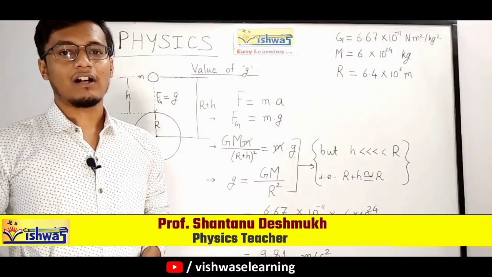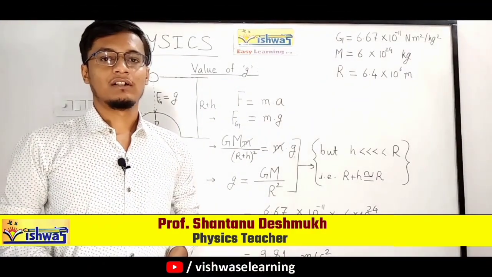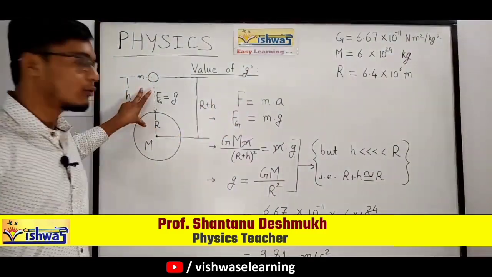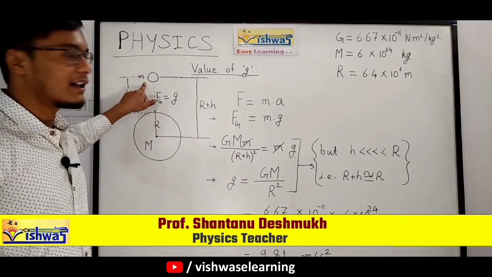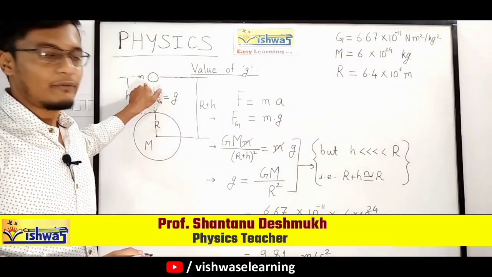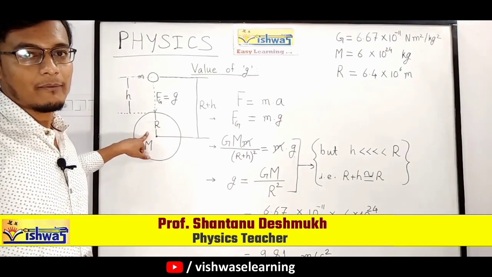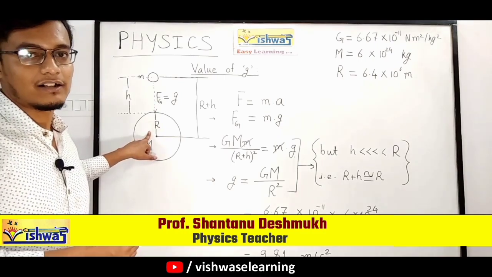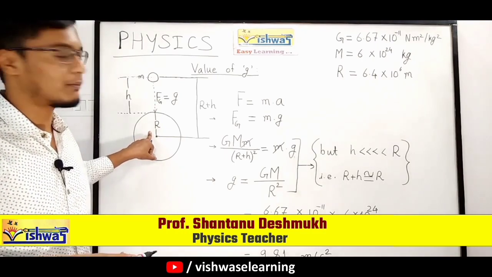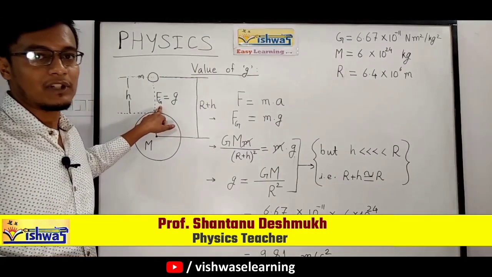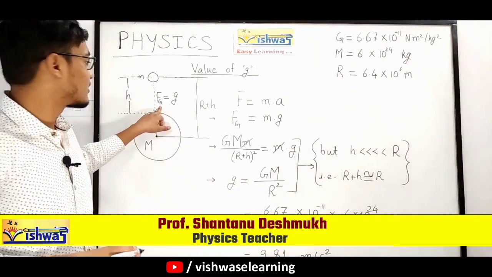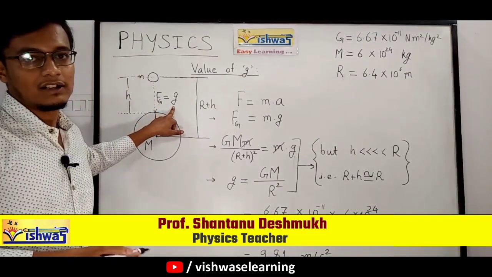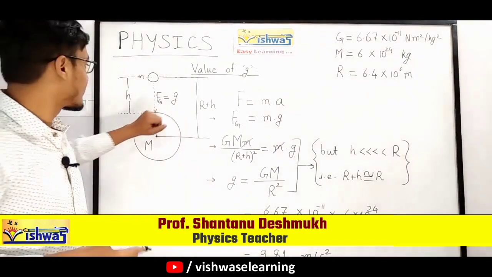Now we will see how to calculate the value of small g, the acceleration due to gravity. Here we have taken two bodies, one is the earth and the other is a particle which is falling on the earth's surface. It is attracted towards the center of the earth due to acceleration due to gravity, or we can say gravitational force. Here we have taken Fg, which means gravitational force. It is because of acceleration due to gravity, so we can take it as small g also.